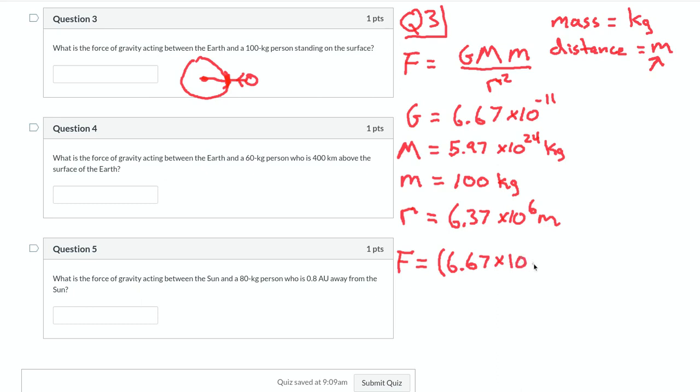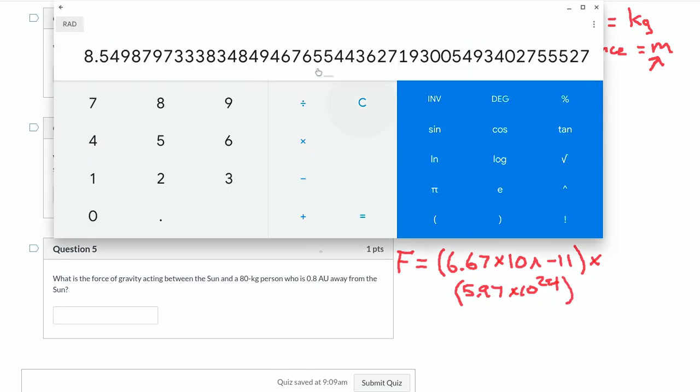6.67 times 10 caret, I'll just write caret, minus 11, close parentheses. That's G. I'll write times, and then I'm going to go off the screen, so I'll put it down here. Times the first mass, 5.97, you get the idea, times 10 to the 24. Okay, so you're going to put all that in, let's just put it right into the calculator, rather than writing it over again. Okay, here we go.